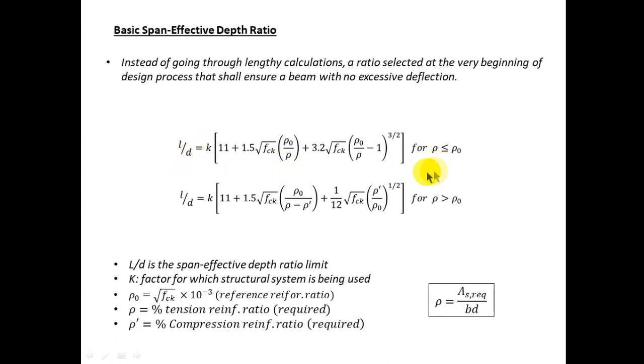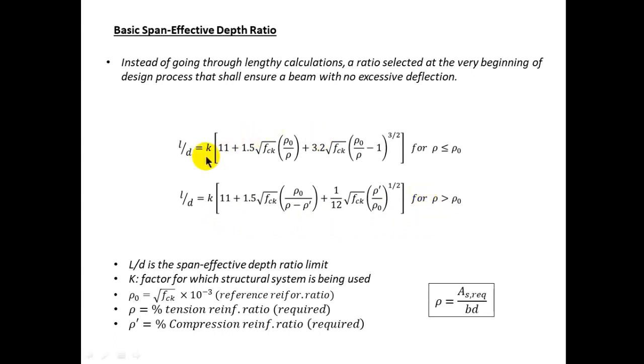All of this depends on the rho value. The rho is the percentage of tension reinforcement, the required one, not the provided one. And we have rho zero here, the reference reinforcement ratio, which for the same grade of concrete is going to be a constant. If my rho is less than or equal to the reference rho, then I'm going to use this one. But if it's the opposite, then I'm going to use this one. That's the whole story of this.